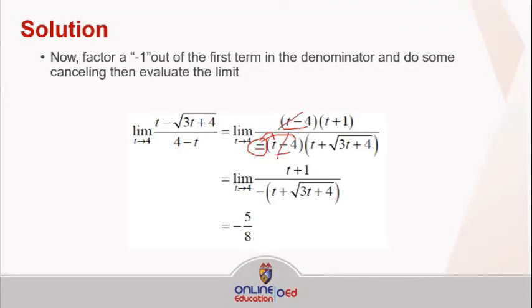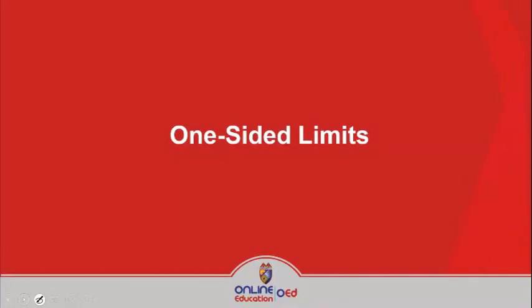So next we have t + 1 over negative times (t + square root of 3t + 4). Then we just substitute the value of 4, which is our t. We get the value of negative 5 over 8. So, one-sided limits.